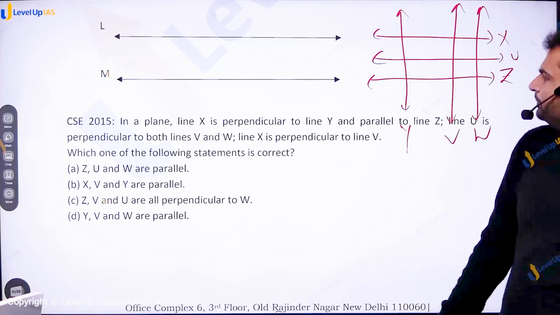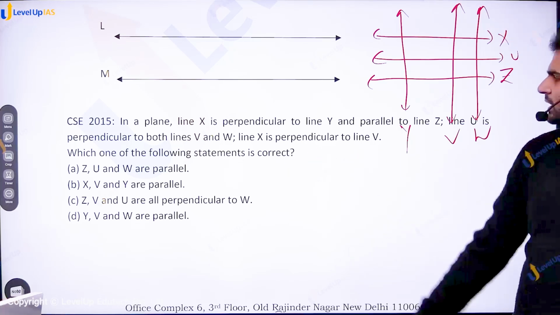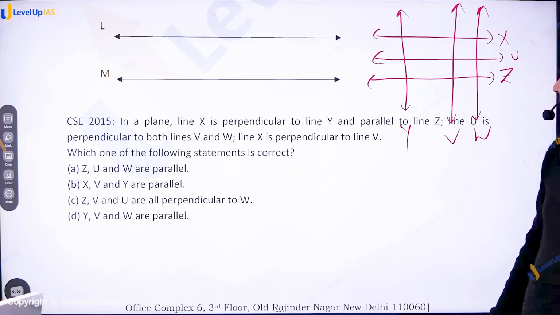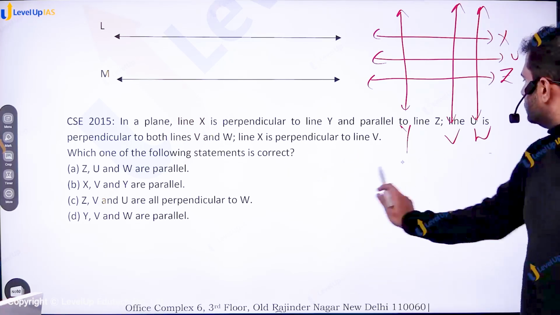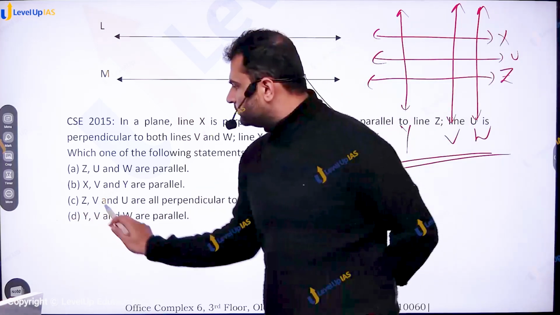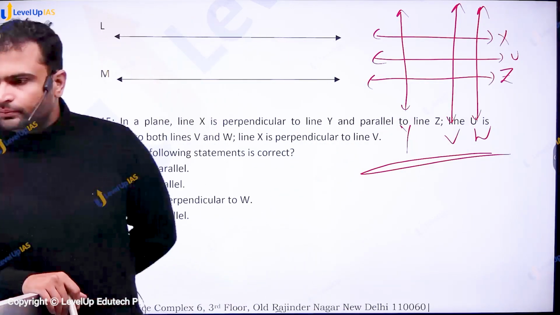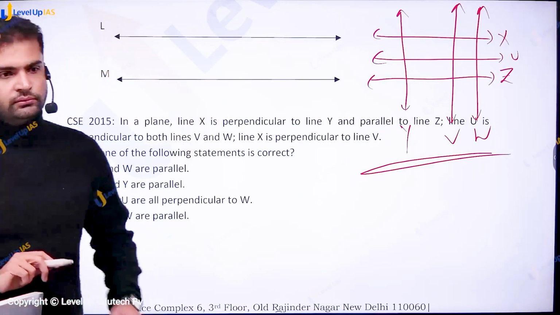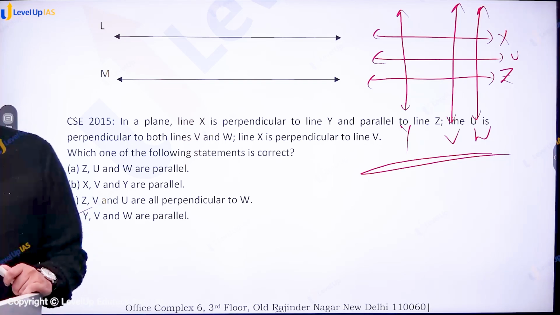So what do we have? We have to just tell which are parallel, which are perpendicular. Y, v and w are parallel, right? Very easy question.